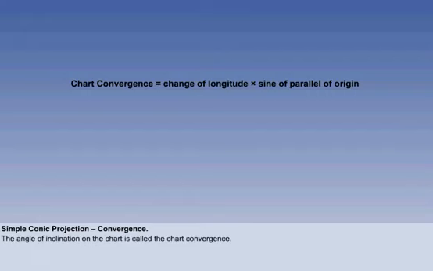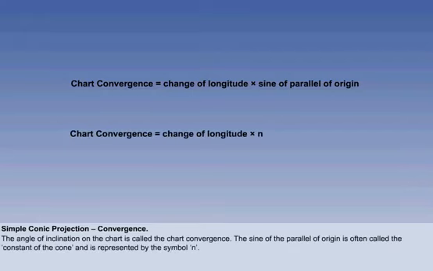The angle of inclination on the chart is more usually called the chart convergence. This gives us the general formula that the chart convergence equals the change of longitude times the sine of the parallel of origin. The sine of the parallel of origin is often called the constant of the cone and is represented by the symbol little n.